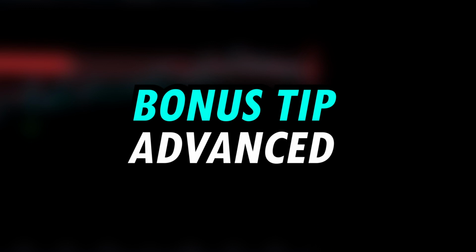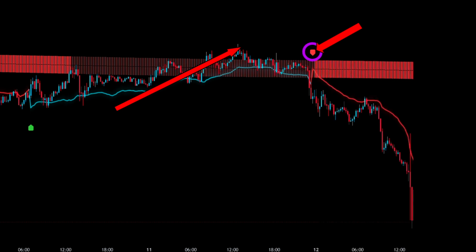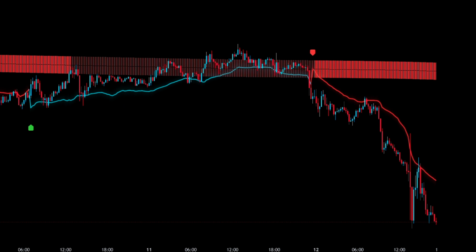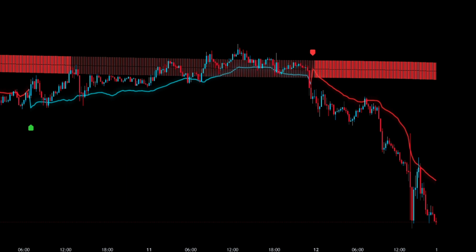Now for advanced traders, you can wait for price to pull back to the market bias before giving you the signal that you desire for your trend direction. But do note, for this way of trading, it's going to increase your win rate but reduce the amount of volume that you take, which will also reduce the profit that you make. So now let's go ahead and look at the backtesting results.